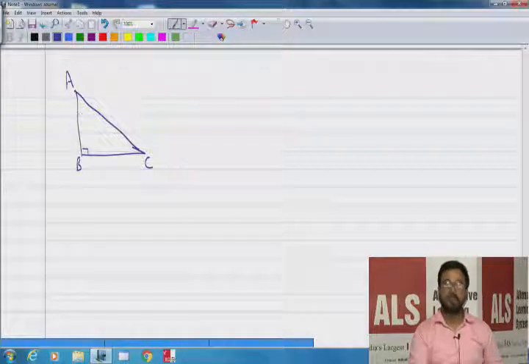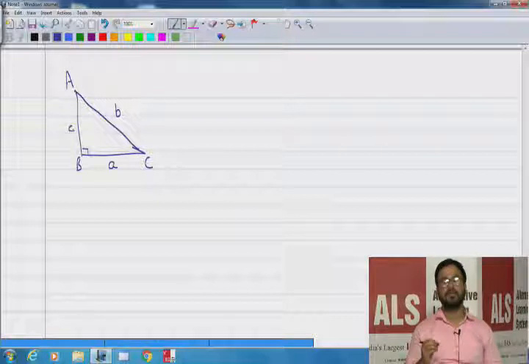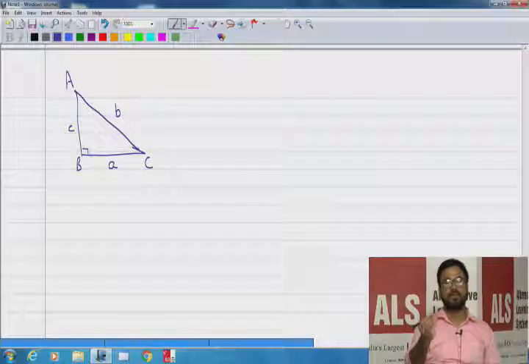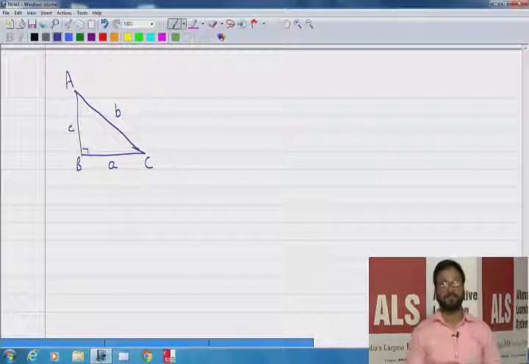And the general notation which we use: the side opposite to capital B is AC, so this AC is denoted by small b, the side opposite to vertex A is denoted by small a, and the side opposite to vertex C is denoted by small c. This is the general notation. Opposite to angle A, small a; opposite to angle B, small b; and opposite to angle C, small c.